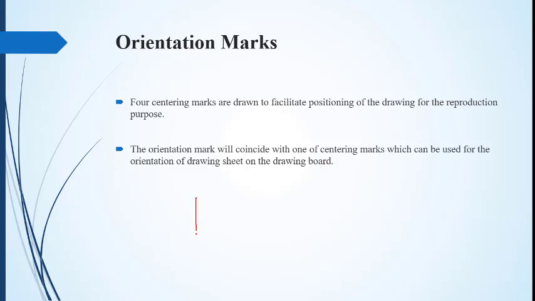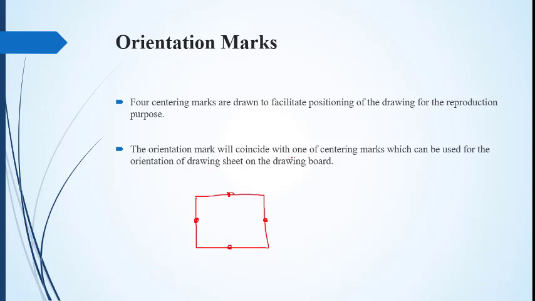For example, here I will show the drawing sheet. Here you can see one point and the other center, the second point, the right third point, and on the bottom it's the fourth point. So the orientation mark is used to show the centering.